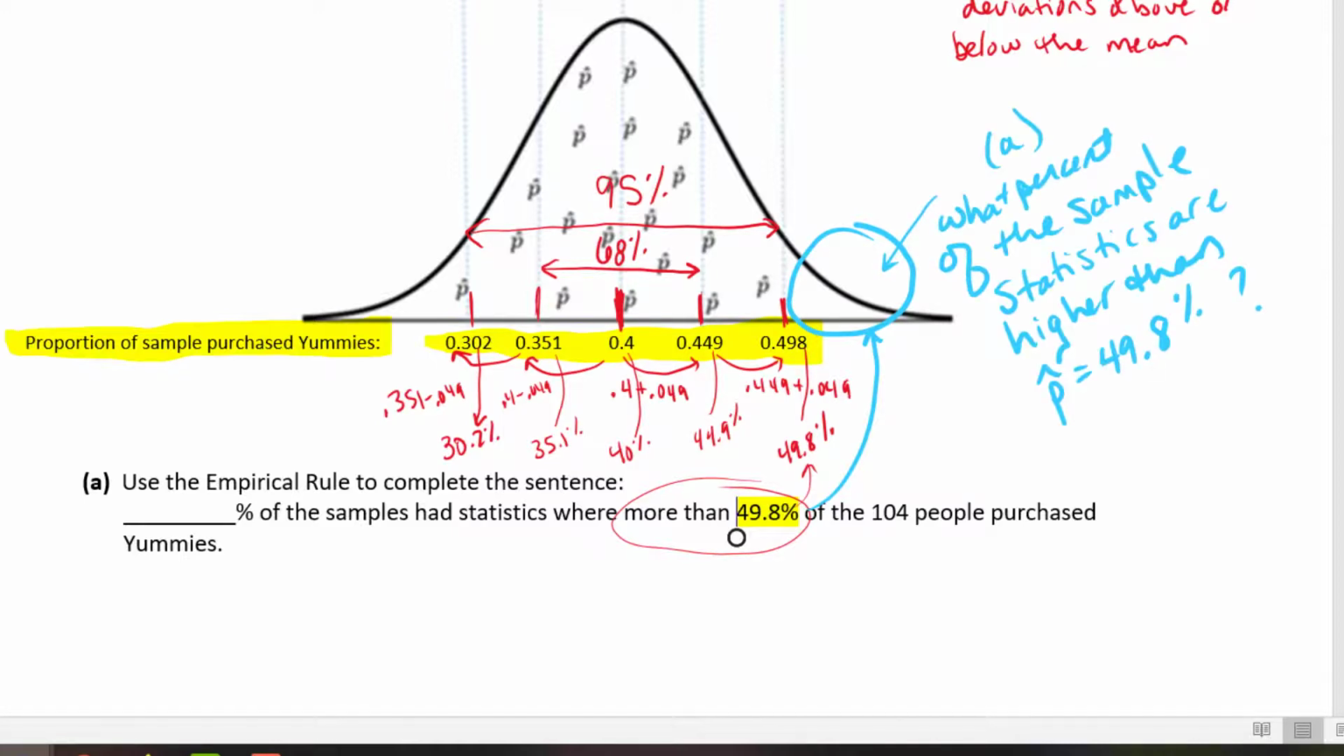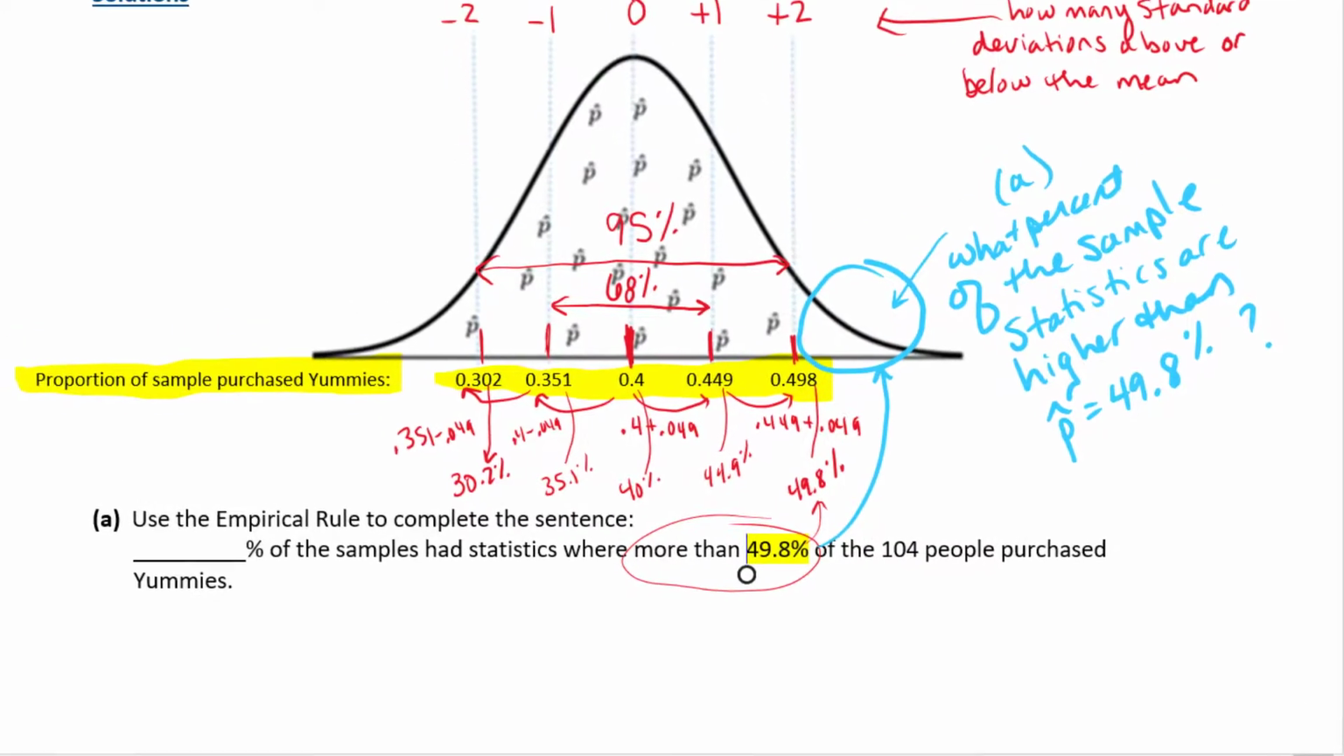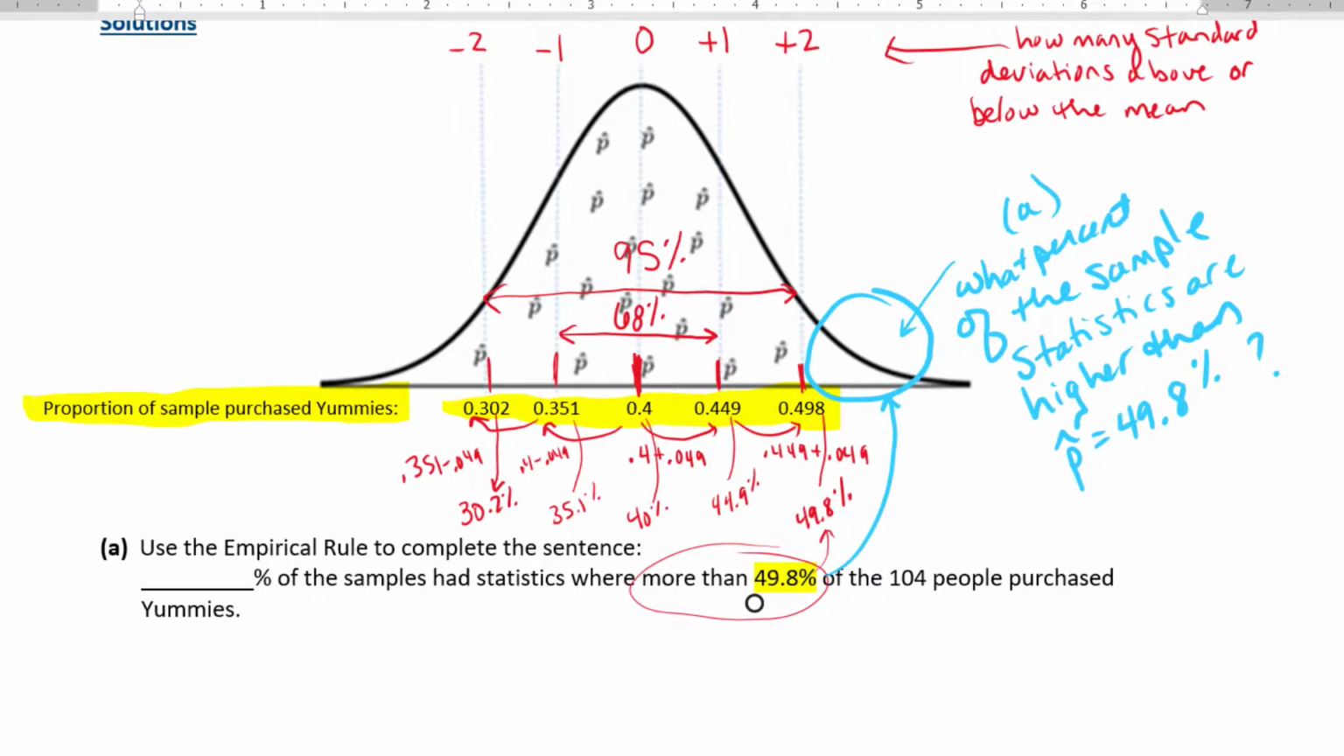So to figure that out, let's look at the percentages from the empirical rule. From the empirical rule, it says 95% of the data falls within 2 standard deviations of the mean. That means 5% of the data is outside of 2 standard deviations. There'd be 2.5% of the data down here and 2.5% of the data up here. So 5% total outside of that range. So what percent of the samples were more than 49.8%? 2.5% of the samples had statistics more than 49.8% purchasing Yummies.